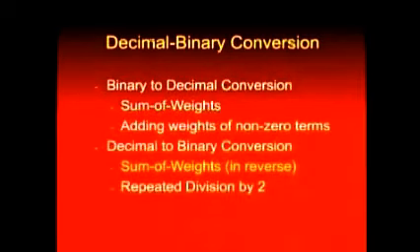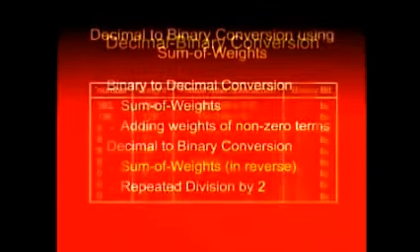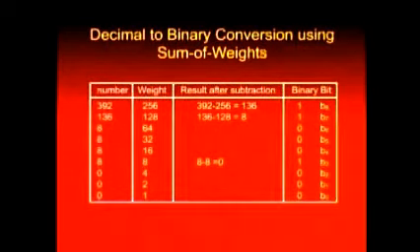Let's consider the decimal to binary conversion. As we have said, 2 different methods can be used: the sum of weights method used in reverse and the repeated division by 2. Let's consider the first method, sum of weights used in reverse. Consider the number 392, of course represented in decimal. This has to be converted into binary.